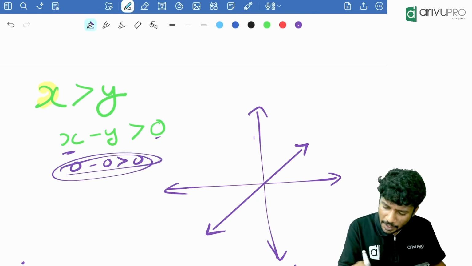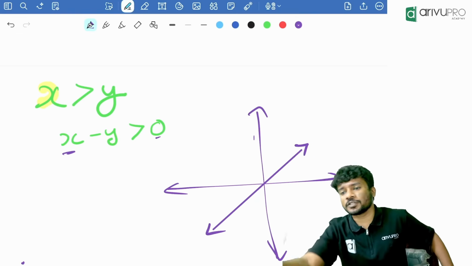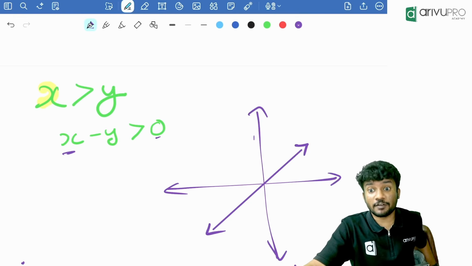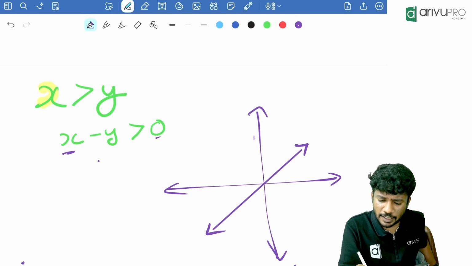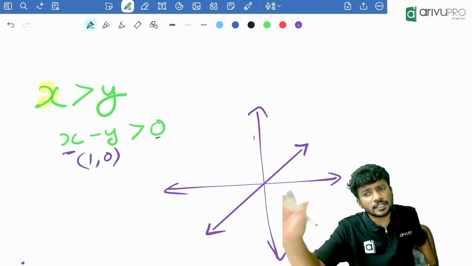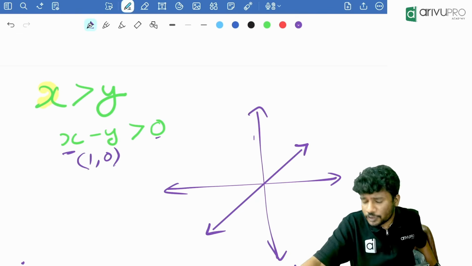We can assume another number. Which number do you want to assume? 2 comma something, x and y value should be there. 2 comma 0 or 1 comma 0, anything is fine. Always go for something like that. 1 comma 0, 2 comma 0, that is always better. 1 comma 0 you are assuming.